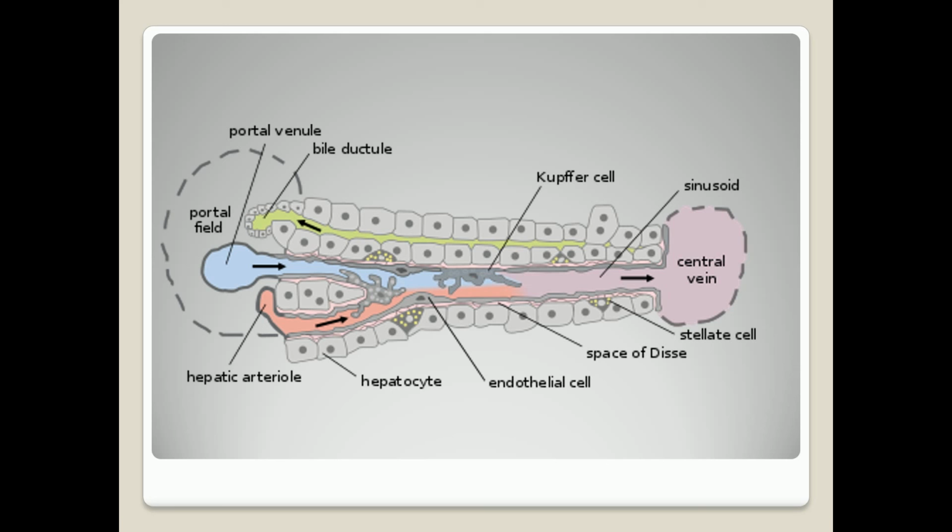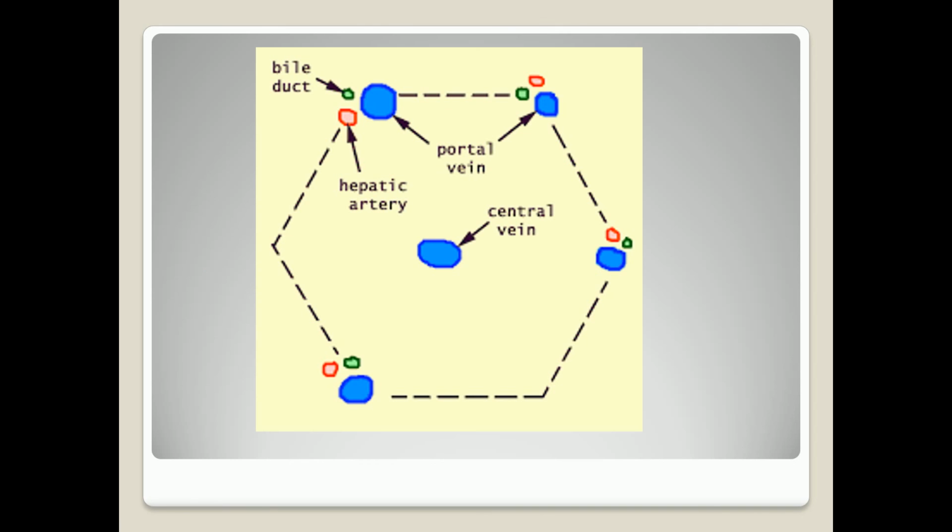Then some lymph vessels are also there. These form a rich plexus in Glisson's capsule. They also surround the bigger blood vessels. Now this is a bile duct. Here the hepatic artery is there. Portal veins are larger, and hepatic arteries are smaller in size. The central vein is there. This is the arrangement of the bile duct, hepatic artery, portal vein and central vein.